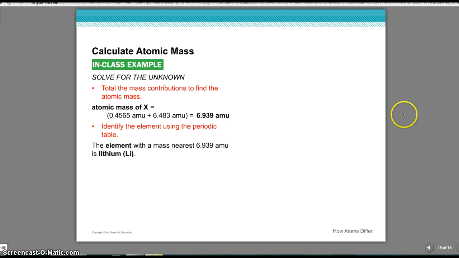Okay, now, which element has a mass that is 6.939 AMU? That would be the element lithium. So you can identify the element based on its average atomic mass.